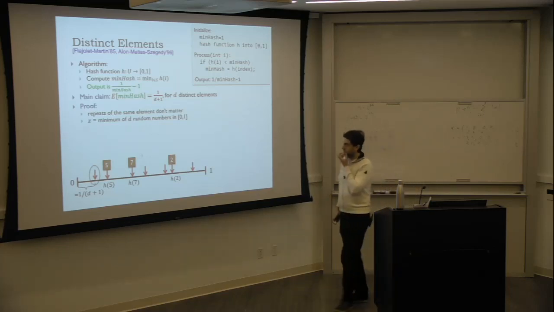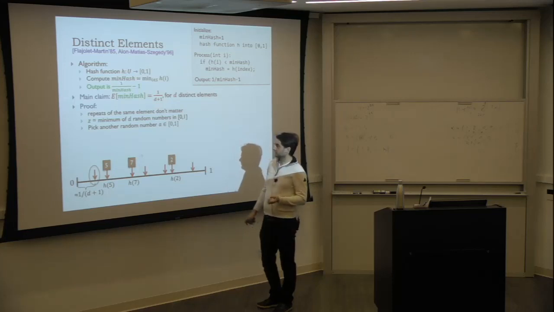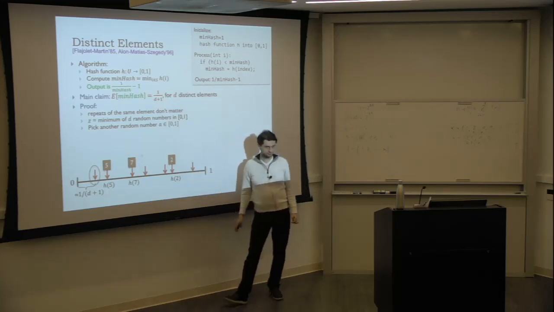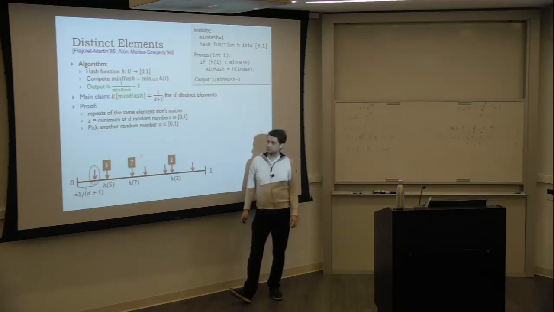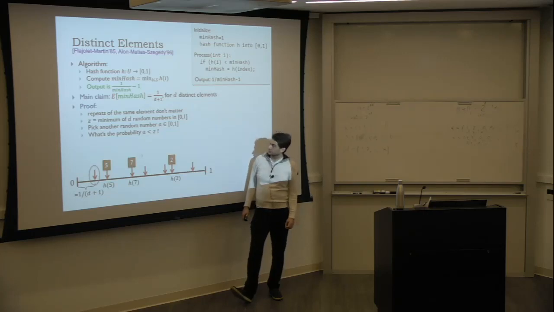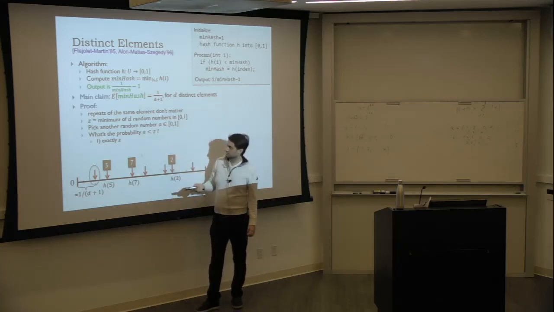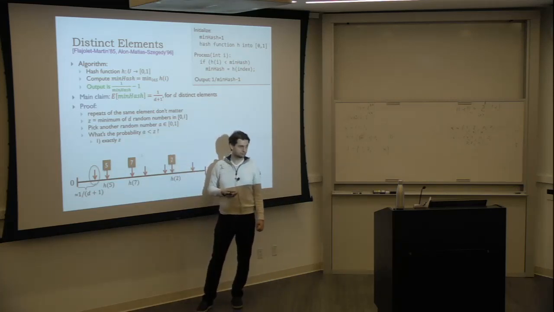Okay, and here is how it goes. It's a very cute proof. So you pick another random number a from 0 to 1. And what we'll compute is the probability that a is less than z. And we'll compute this in two different ways. So way number one: one way to compute the probability that a is less than z is that it is exactly equal to z.